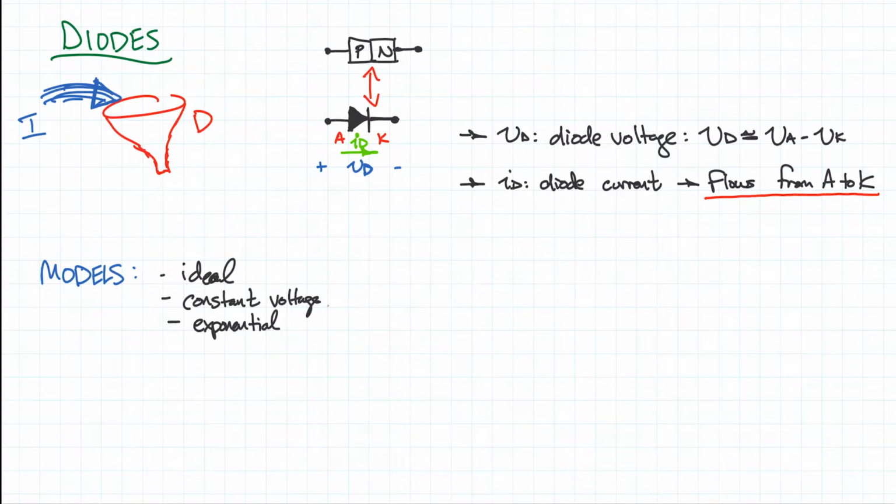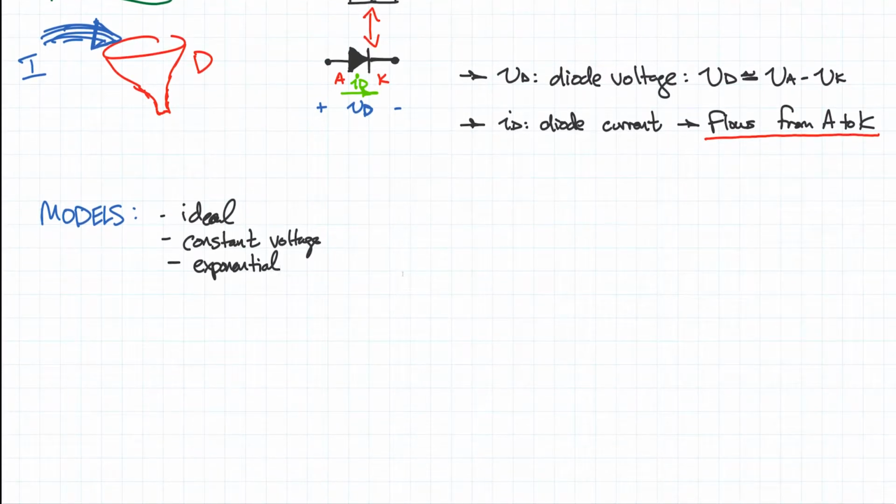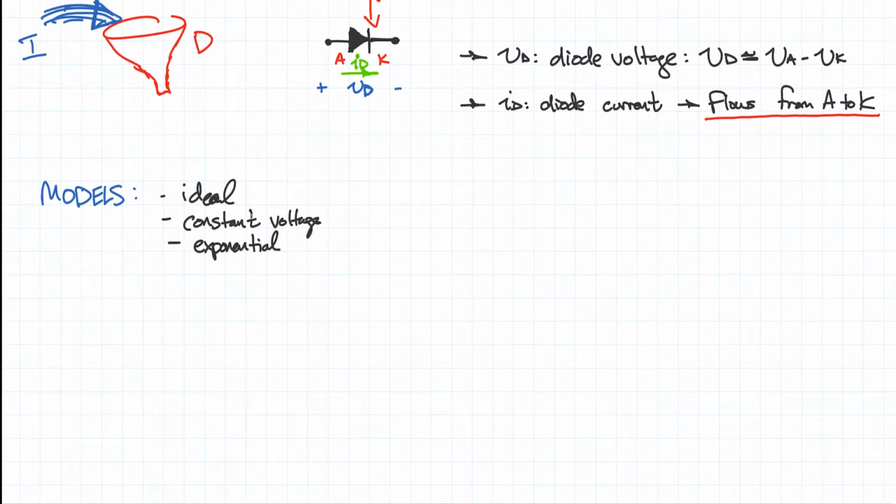These are just different ways of modeling the exact same thing. Some will have different benefits, not more or less, it's a matter of what you're looking for and what type of problem you're looking to solve. In this case, we're going to talk about the ideal diode. As mentioned, the other two, the constant voltage and the exponential model, will be looked at in a future video.